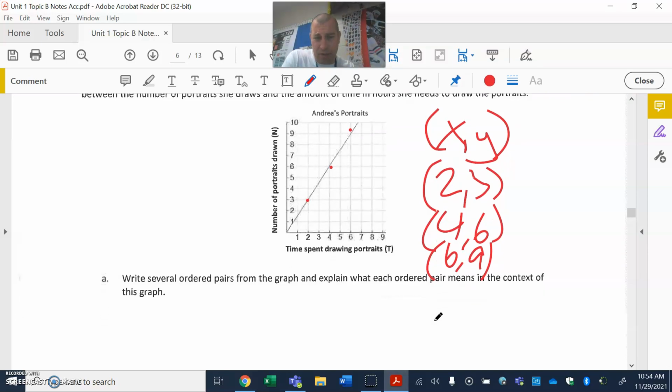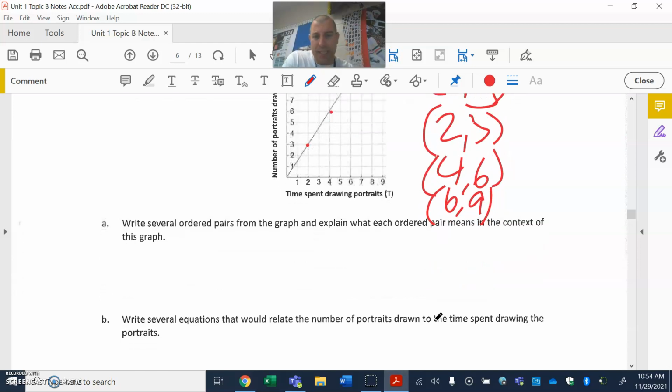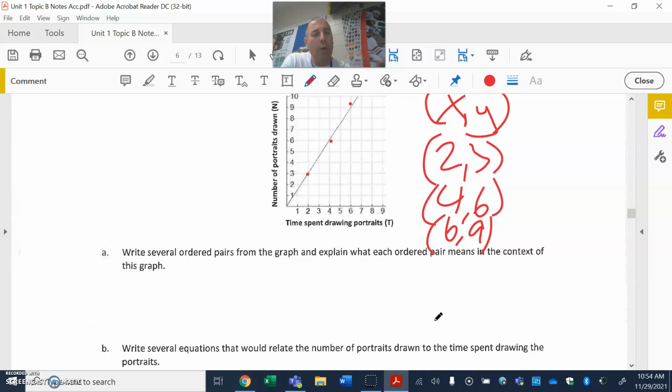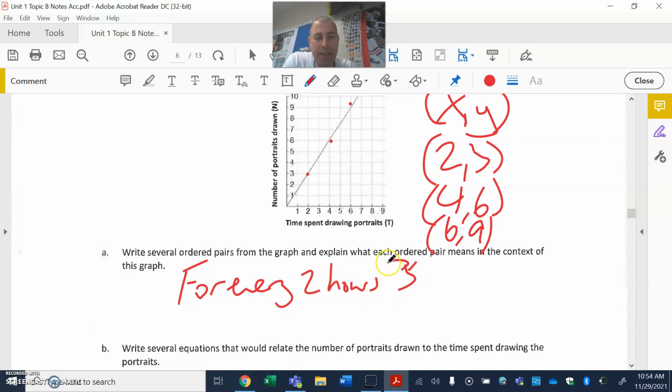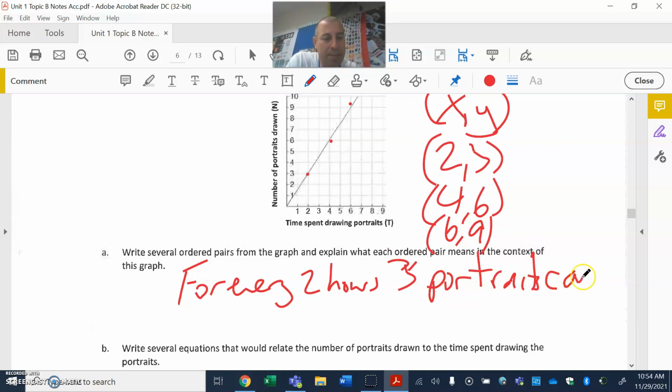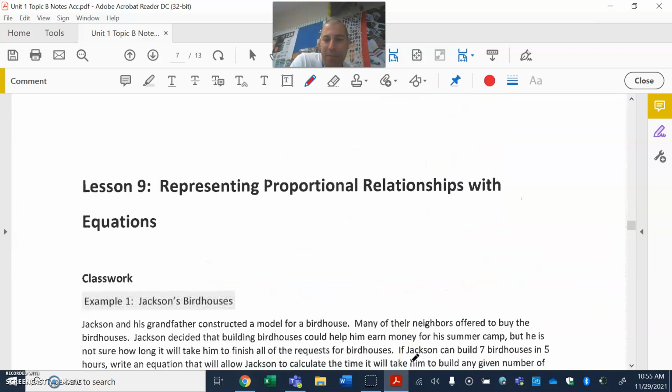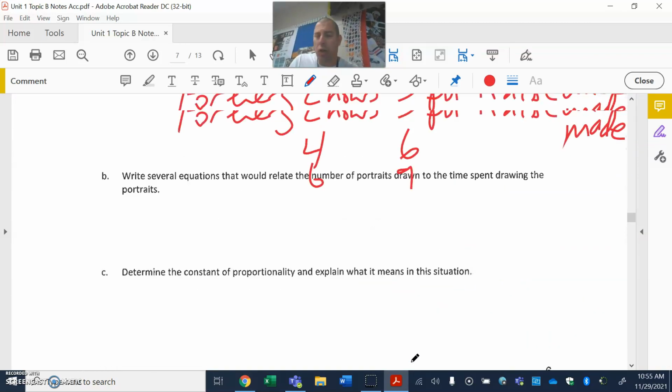Write several ordered pairs in the graph and explain what each of the ordered pairs means in this context. Okay. So we do want to keep in mind that the 2 is on the x-axis. So we say for every 2 hours, 3 portraits can be made. And then the idea here is we would just replace it. For every 4 hours, 6 portraits can be made. For every 6 hours, 9 portraits can be made. So that's kind of it.